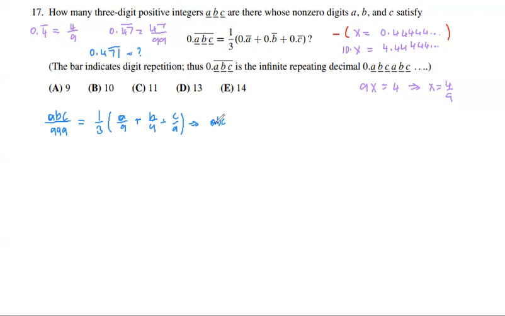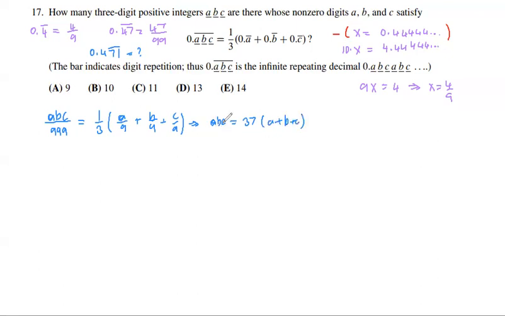So that will be ABC, keep in mind, this is a 3-digit number, and if you multiply by 999, you cancel those. So that will be 999 divided by 27, which is actually 37. So 37 times (A plus B plus C).